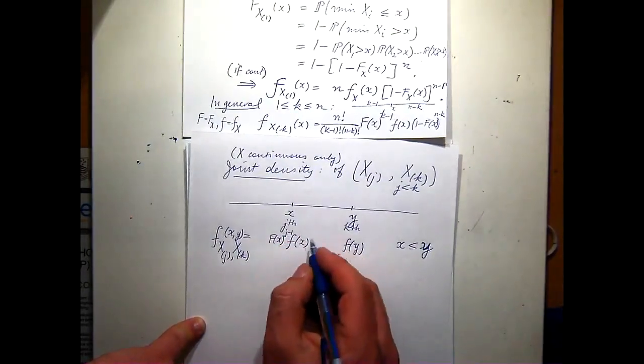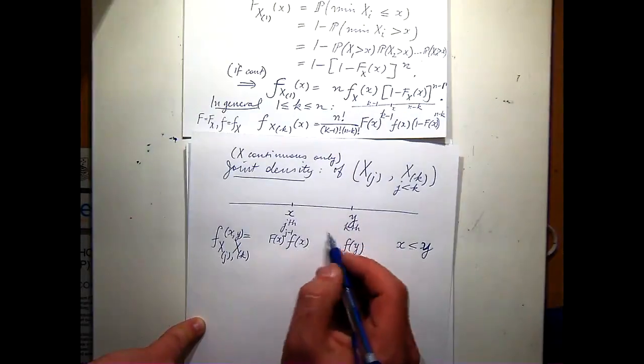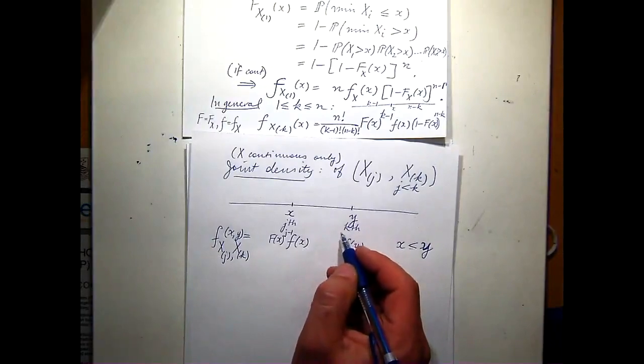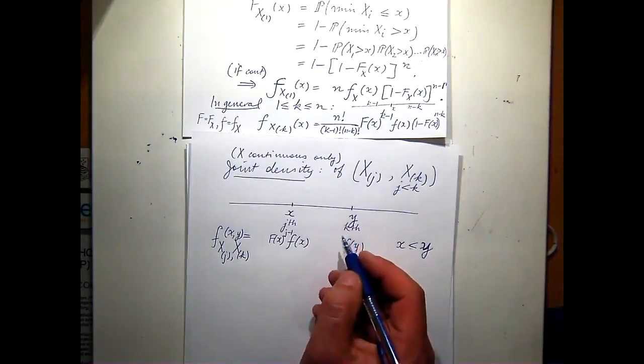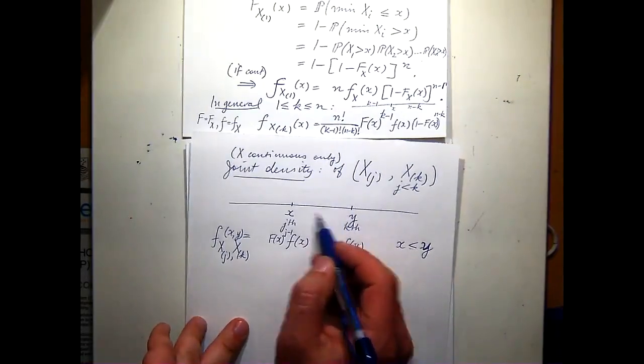And then how many observations are going to have to be between x and y? That's k minus j minus 1. Like if I have between the third and the fifth observation, there's 5 minus 3 minus 1. Because, you know, it's going from the k minus 1 down to the j.